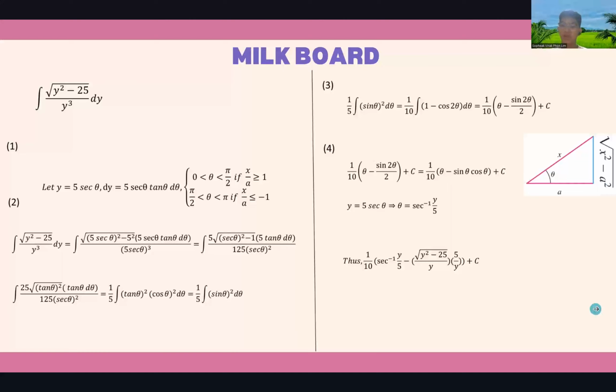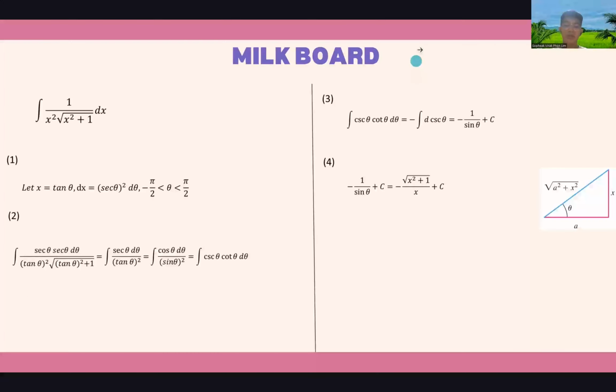So let's move to the second one. For the second one, I'm going to use a different trigonometric function, which is the integral of 1 over x squared, square root of x squared plus 1 dx. So in this example, we have to use x equal to tangent of theta, and we differentiate this to get dx equal to secant of theta to the power of 2 d theta. So theta has an interval of bigger than minus pi over 2, but smaller than pi over 2.